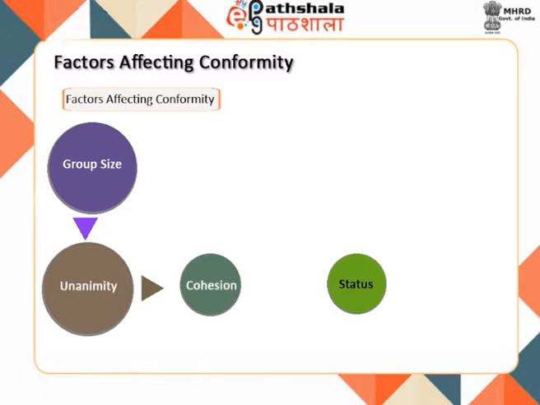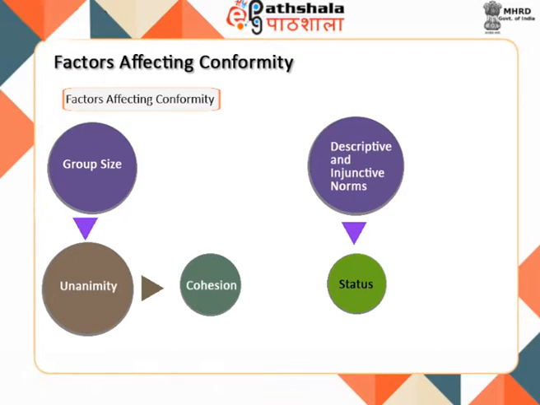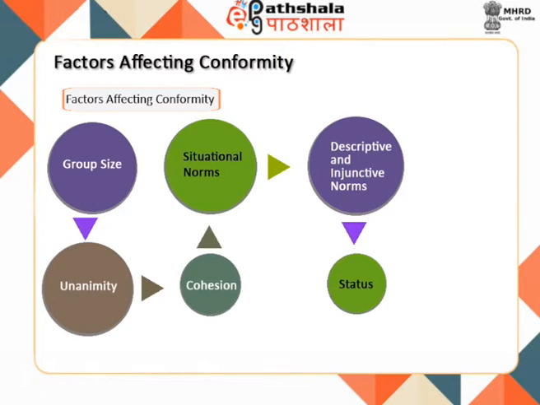Next is the effect of descriptive and injunctive social norms. Descriptive norms are the ones that simply describe what most people do in a given situation. In contrast, injunctive norms specify what ought to be done in a given situation. Situational norms are norms that guide behavior in a certain situation or environment.